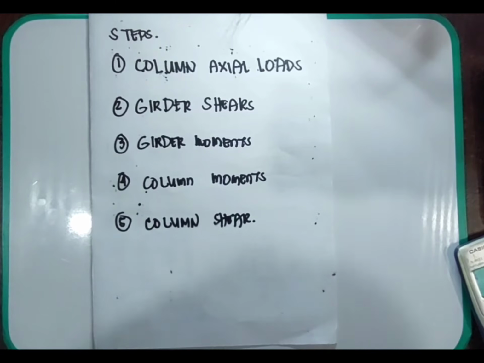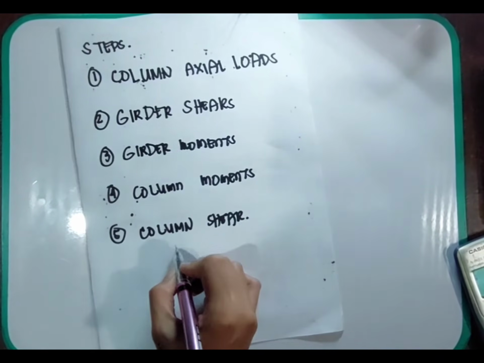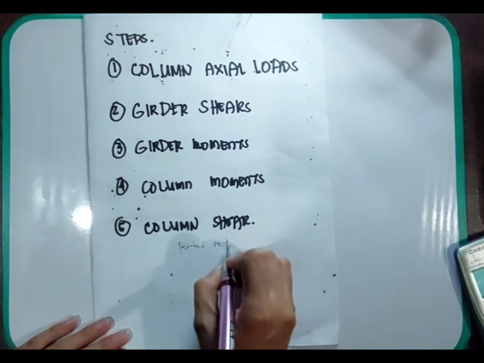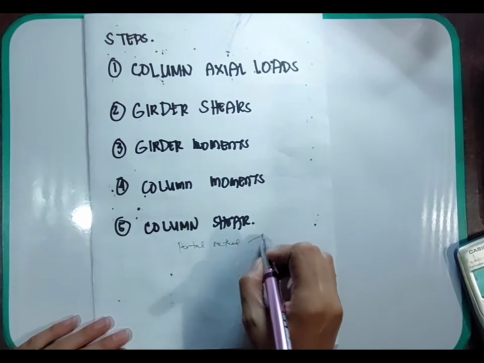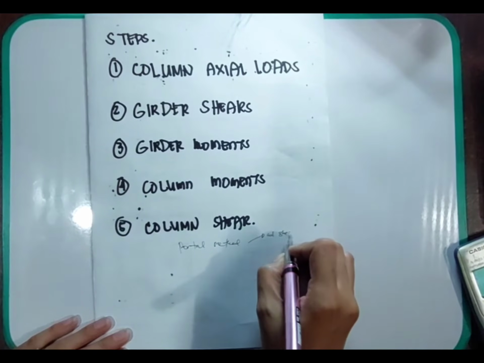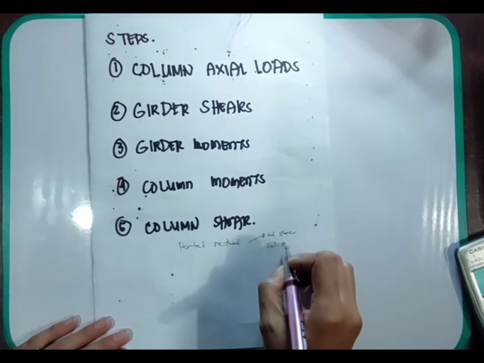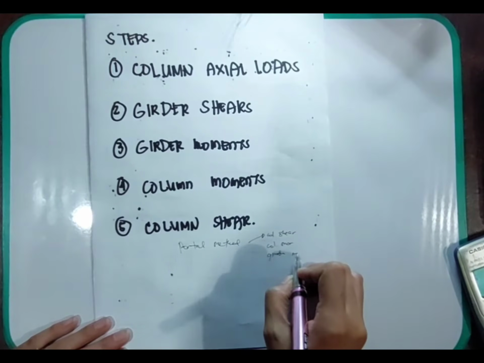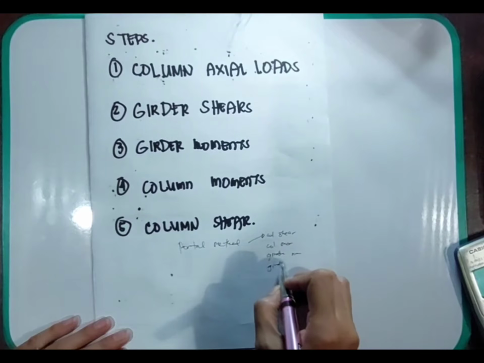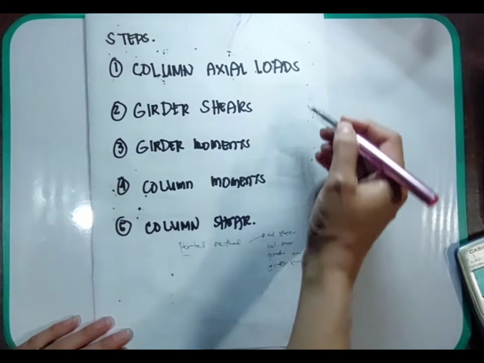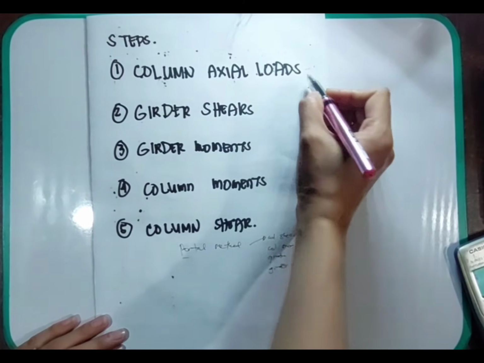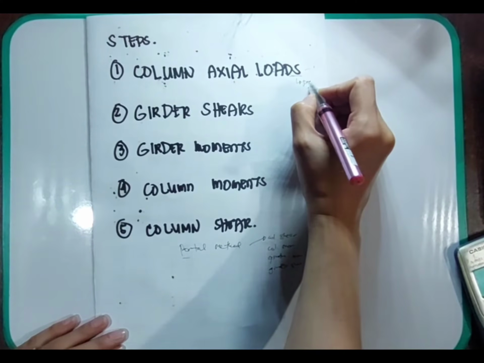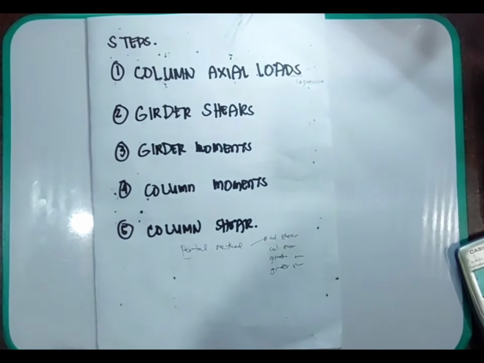Parang din sa portal method natin, ang nauuna is ito. For your portal method, kabaliktaran. Okay, kasi yung number 1 doon is column shear. Next is column moment. Next is girder moment. Next is girder shear. And ang pinaka-last sa portal method nyo is axial loads. Okay? Tulad ng sinabi ko, you have your previous video. May previous videos ako dito regarding sa column axial loads natin.